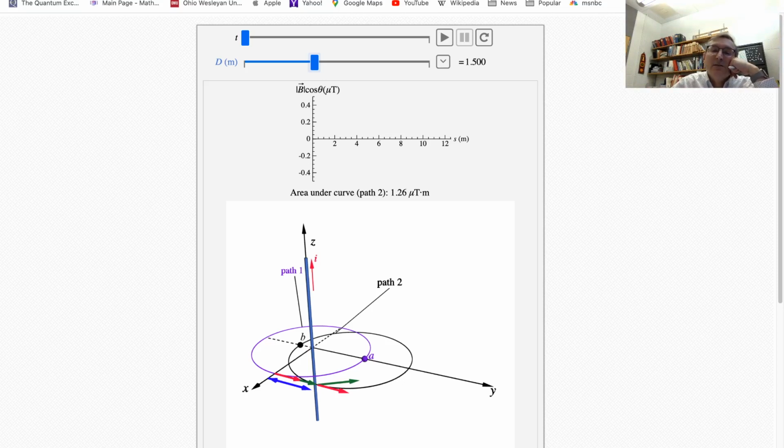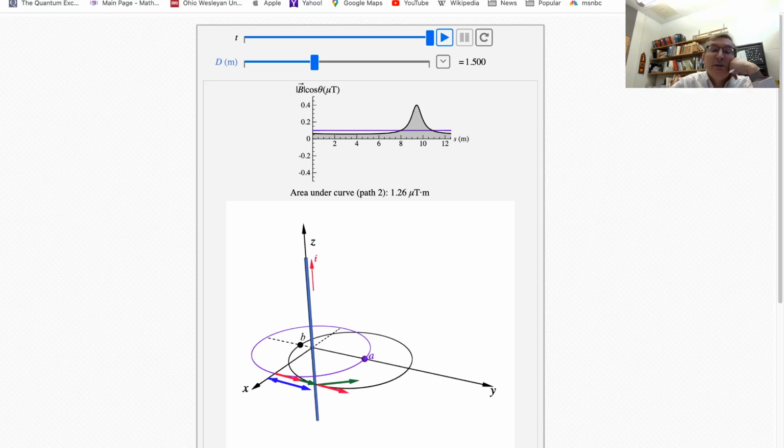Well, in fact, it tells us, doesn't it? It should not have told us that. We get a positive area under the curve, don't we? Both for path 1 and path 2. Because both path 1 and path 2 have current piercing the inside, in this case going upward.